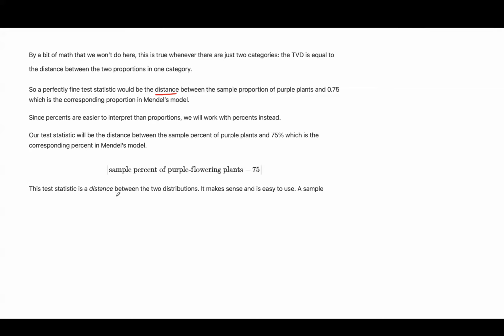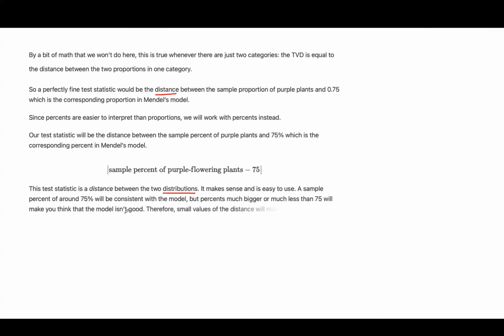This statistic is a distance between the two distributions. It makes sense and is easy to use. A sample percent of around 75% will be consistent with the model, but percents much bigger or much less than 75 will make you think that the model isn't good enough. Therefore, small values of distance will make you lean toward the null hypothesis. Big values of the statistic will make you lean toward the alternative hypothesis.